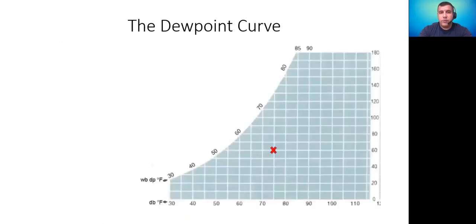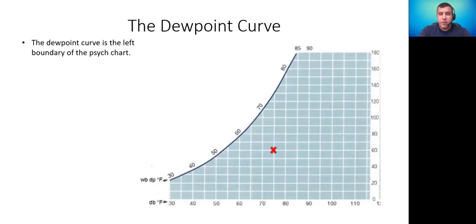So where is dew point plotted on our psychrometric chart? Well, it's on the left. It's that left curve right there. So that's really important to understand that dew point is a curve, because when we start talking about relative humidity, we're going to see how it follows that curve.